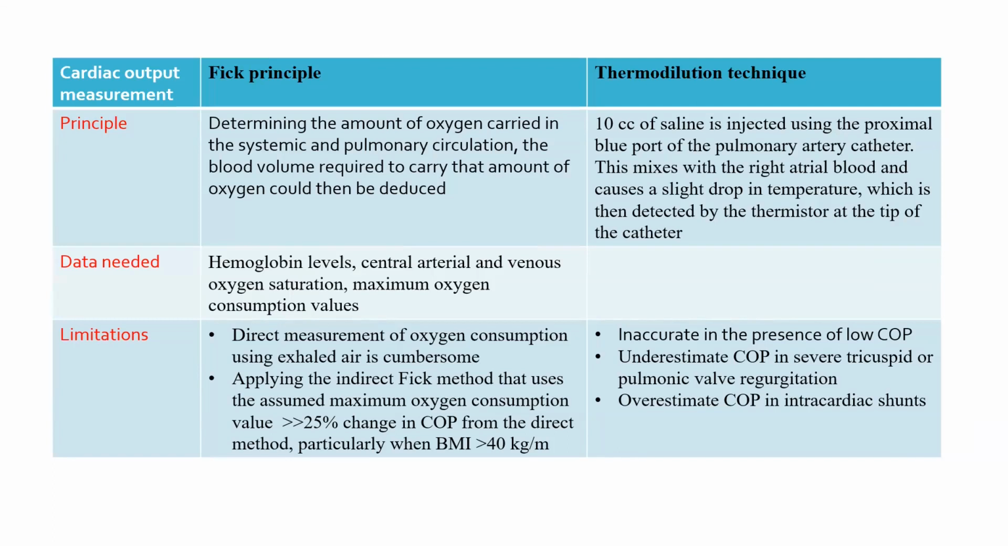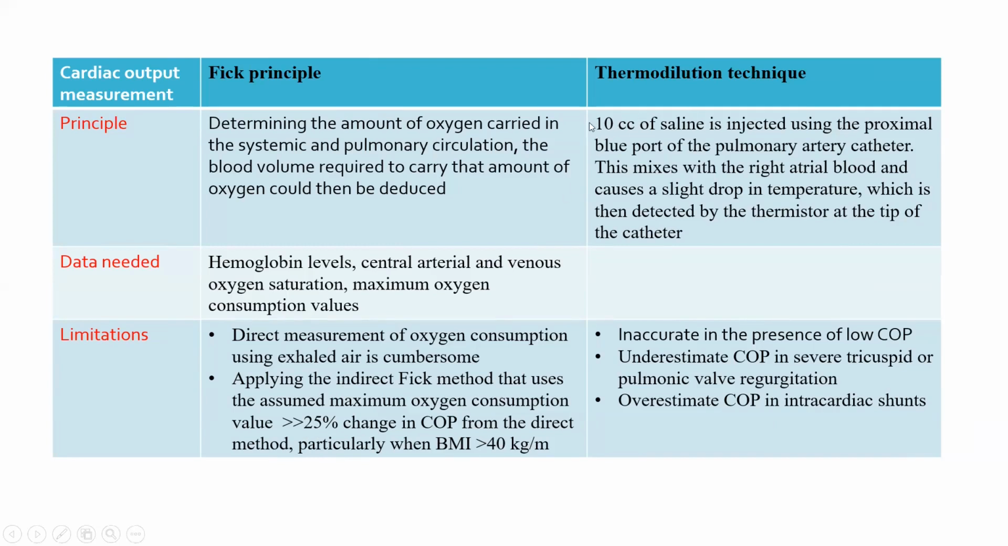It's limited. A direct measurement of oxygen consumption requires special devices and is cumbersome. And accordingly, we use an indirect method, which may cause a 25% variability in cardiac output from the direct method, particularly in obese patients when BMI is above 40 kilograms per square meter.